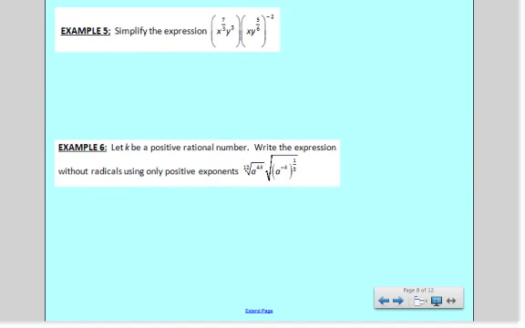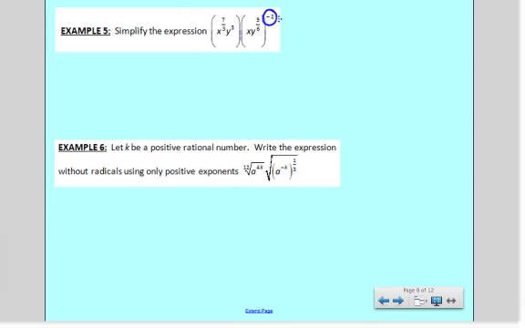Okay, so here's another one. Now when you see this one, notice the second factor there has an exponent that is negative. Some of you would immediately want to deal with that, but in this problem it is so much easier to just raise each factor inside of there to the -2.